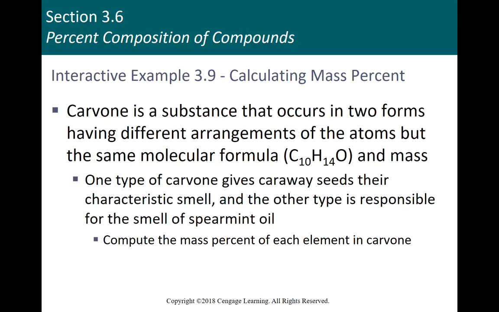So in carvone, that's a substance that occurs in two forms having different arrangements, but it does have the same molecular formula. One type gives caraway seeds their characteristic smell, and the other type is responsible for the smell of peppermint oil. Compute the mass percent of each element in carvone.